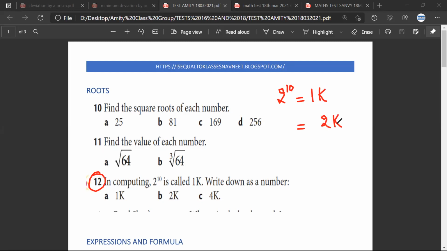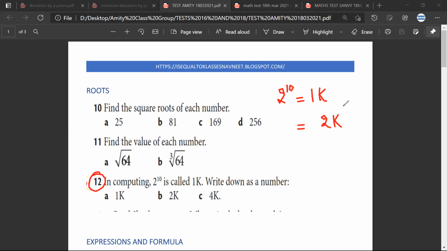Sorry sir, what did you say? Why? 4 raised to 10, because the double of 2 is 4. And we cannot multiply the indices with 2 or anything, so the indices will remain the same.